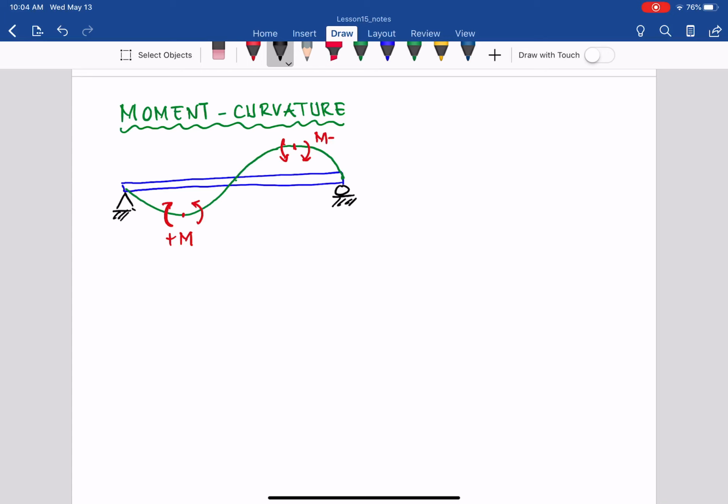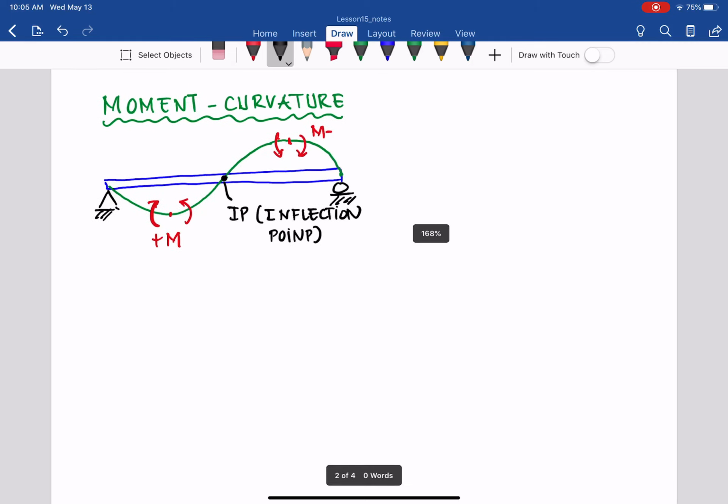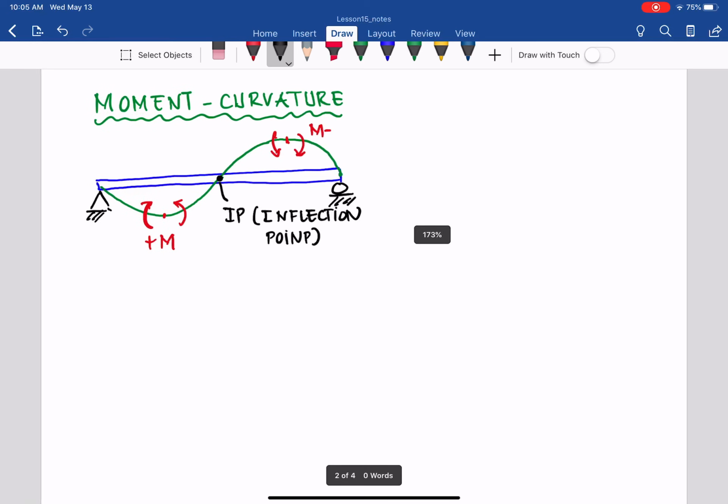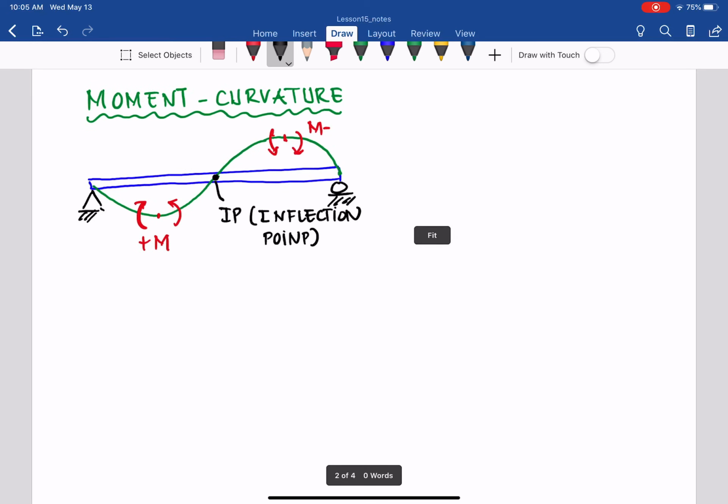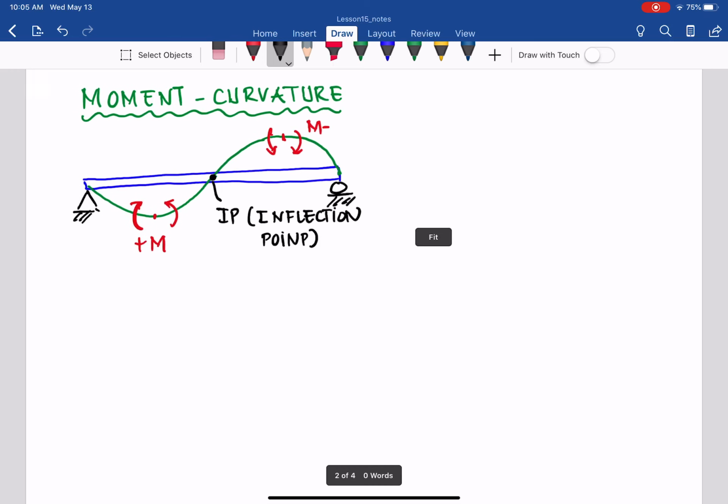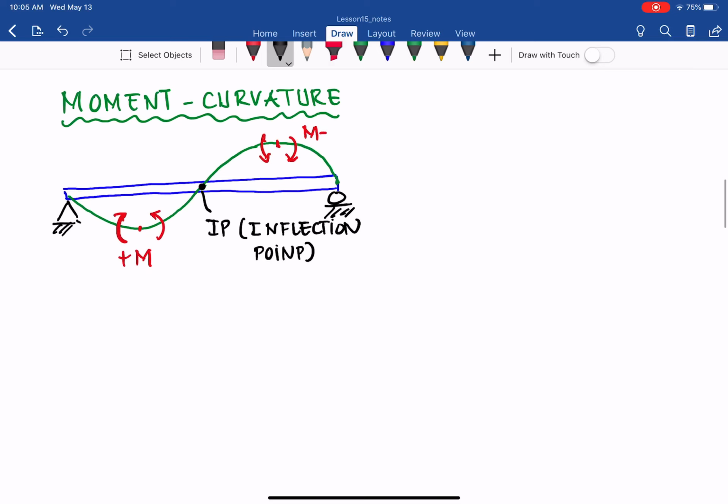Inflection point. This point we call the inflection point. Let's put IP for inflection point, not internet protocol. What is an inflection point? Basically, a point on the curvature, the green one, at which a change in the direction of the curvature occurs. So in this case, you can see the elastic curve change between the two directions due to the positive moment and negative moment.